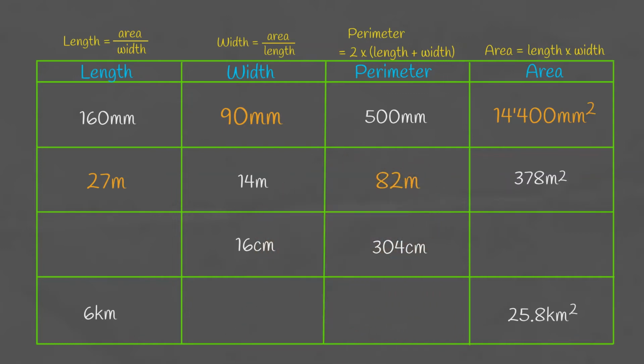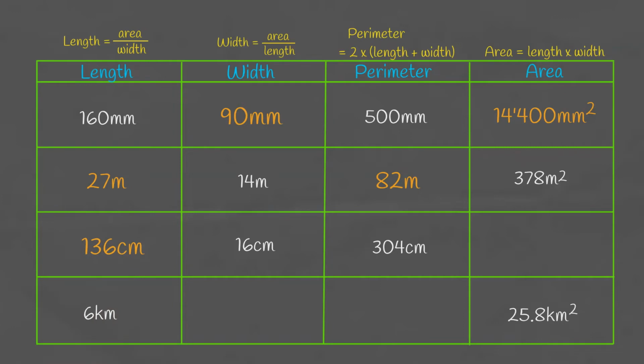For the third rectangle, we only have the width and the perimeter. So if we call the length A and the width B, we know that the perimeter is 2 times A plus 2 times B. Well, we know the width, so if we put 16 in for B, we end up with 2A is equal to 304 minus 32, which is 272. Therefore, A is 272 divided by 2, which is 136 centimetres.